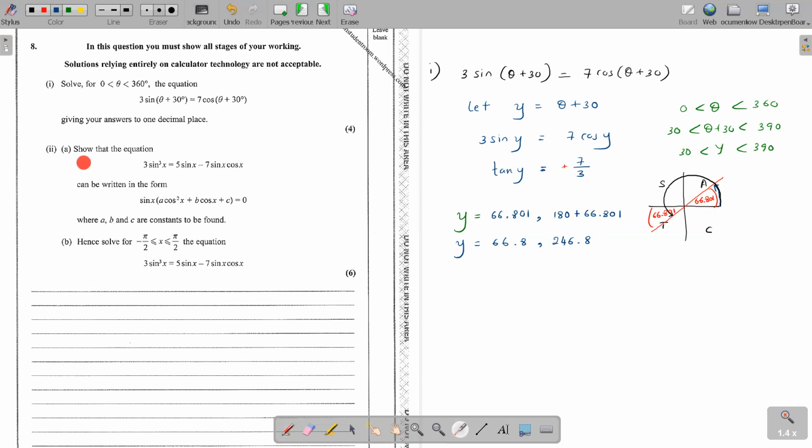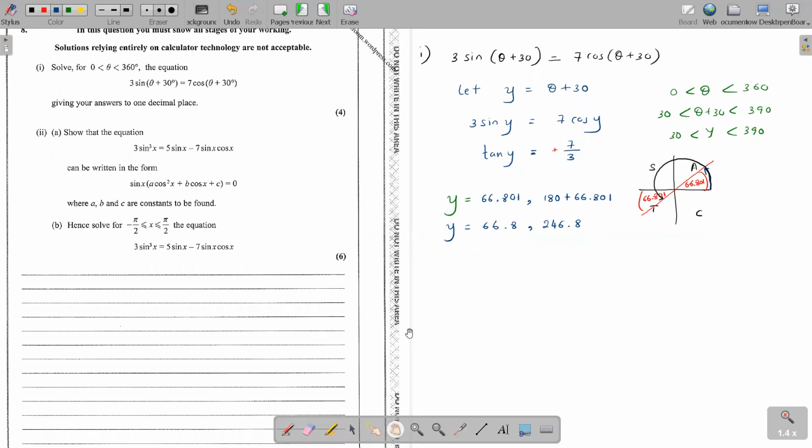Moving on to Roman numeral 2, show that the equation 3 sine cube x equals 5 sine x minus 7 sine x cos x can be written in this form. So look at this form and try to understand what they have done. I can see that they brought everything to one side because the equation is equal to 0. And I can see sine x has been factorized out, and then the remaining inside is cos x.